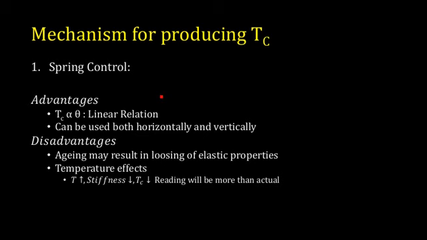The advantages of spring control are that it has a linear relationship, and it can be used in both horizontal as well as vertical positions of the meter. The disadvantages include aging and temperature effects. Once the temperature increases, the stiffness of the spring reduces, the control torque reduces, and the reading will be more than the actual. So the pointer may overshoot the actual value. That is one of the temperature effects that this spring control mechanism has as a disadvantage.